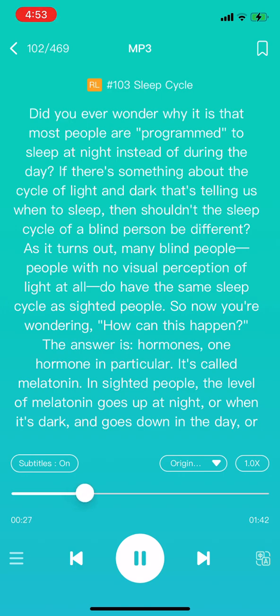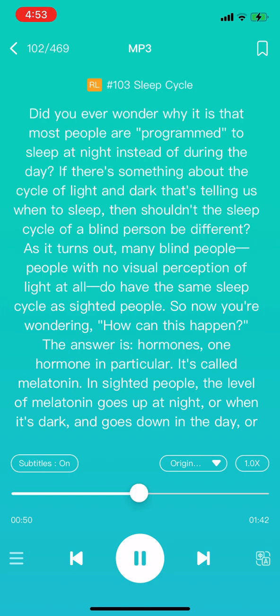So now you're wondering, how can this happen? The answer is hormones. One hormone in particular. It's called melatonin. In sighted people, the level of melatonin goes up at night, or when it's dark, and goes down in the day, or when it's light. It's believed that it's the presence of this hormone in the blood that gives us the urge to sleep.